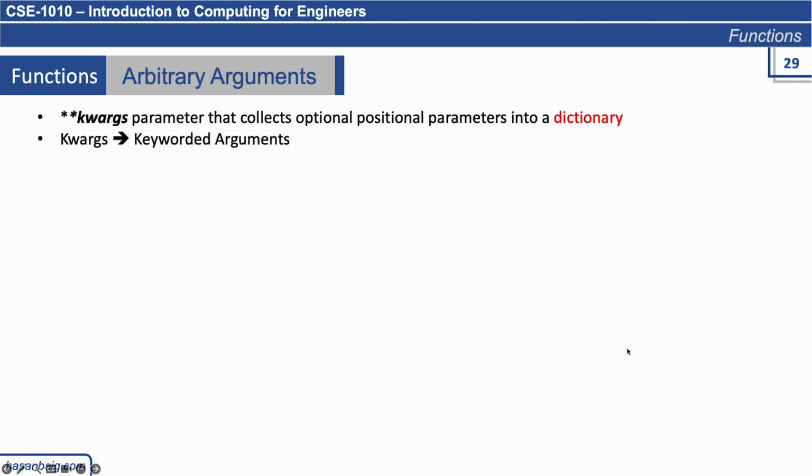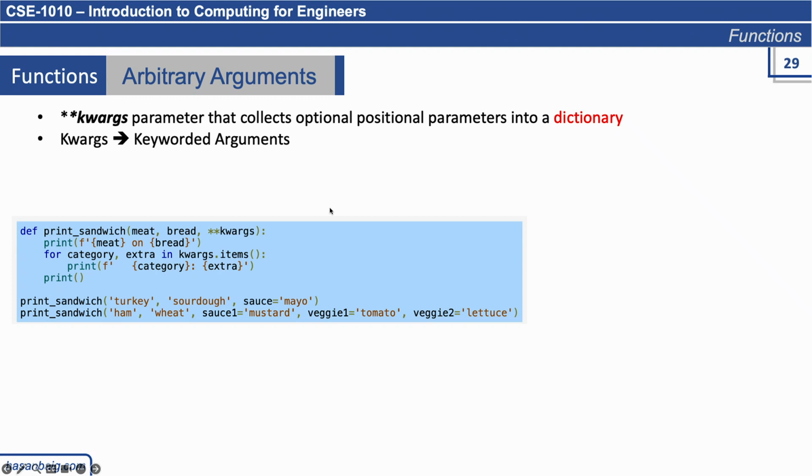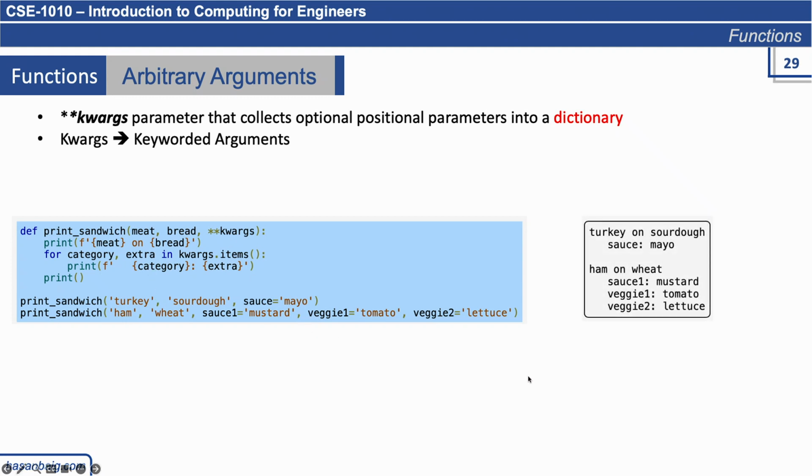Another type of arbitrary arguments is called keyworded arguments. Keyworded arguments are based on the data structure type called dictionary, in which we do not only pass the values, just like in the previous case, where we pass additional tomato, lettuce, and some sauce. Here we pass not only the values but also their names associated to them. This is again an example here. Sauce 1, mustard, veggie 1, tomato, veggie 2, lettuce. So we pass the keyworded arguments.